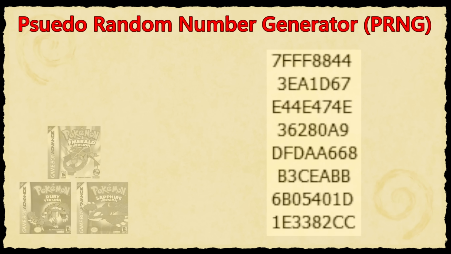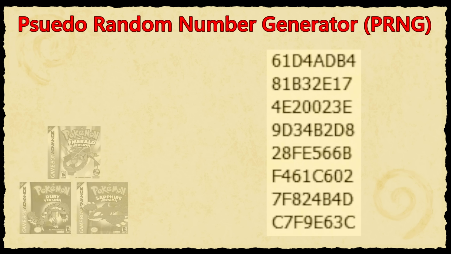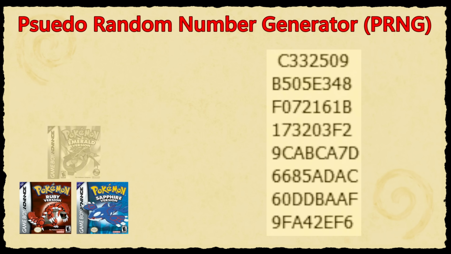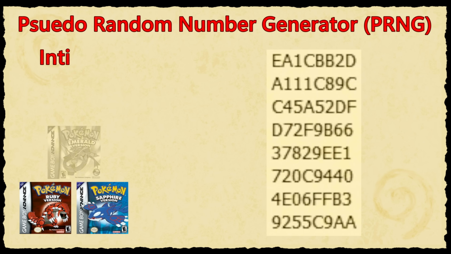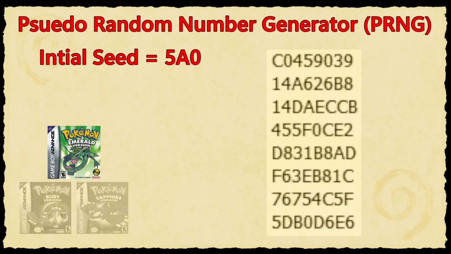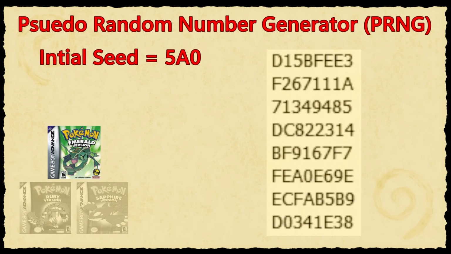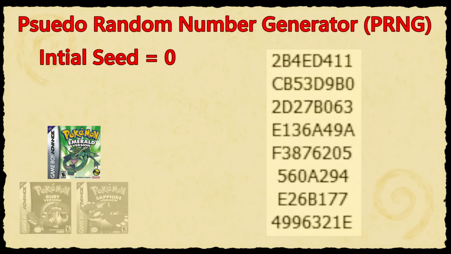Luckily for us, the initial seed for the Hoenn games is the same every time. When Ruby and Sapphire have a dead battery, and most copies do at this point unless replaced, the initial seed defaults to 5A0. In Emerald, the game is bugged and always starts with an initial seed of 0 unless you're beginning a new game.